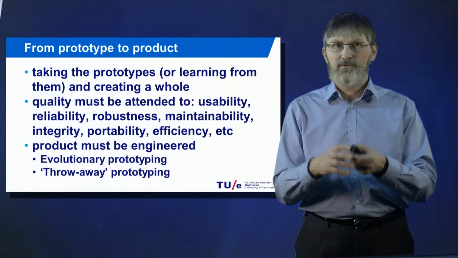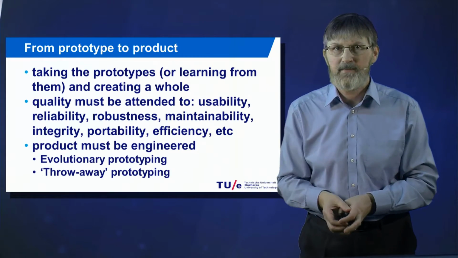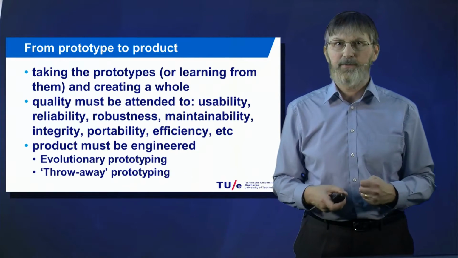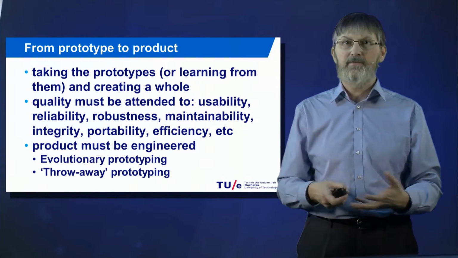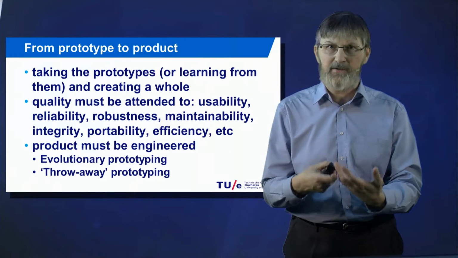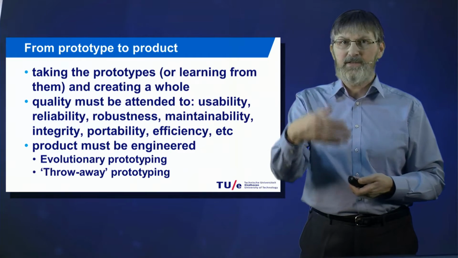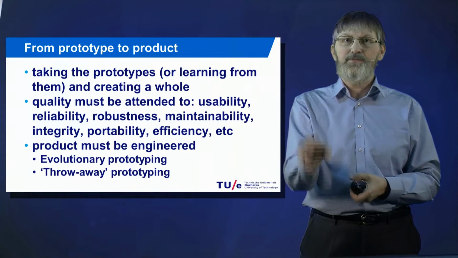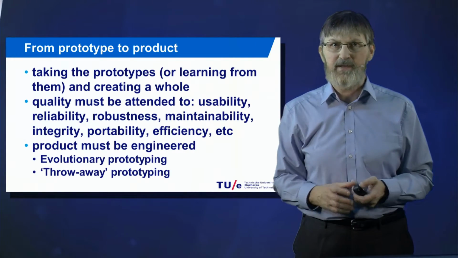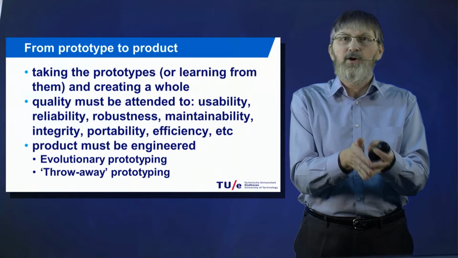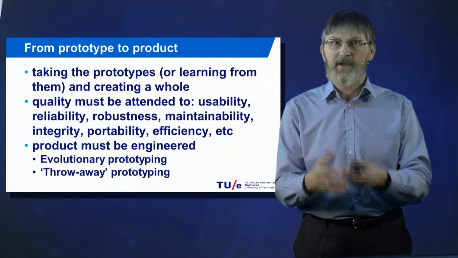Now, there's two ways in which we can go from prototype to product. In evolutionary prototyping, we take the prototype, which is developed in the target language, in the same programming environment that we will have for the finished product, and we add the missing functionality. We improve the functionality and perhaps efficiency of the parts that aren't yet refined, and so it evolves into the product. In throwaway prototyping, we throw away the prototype.